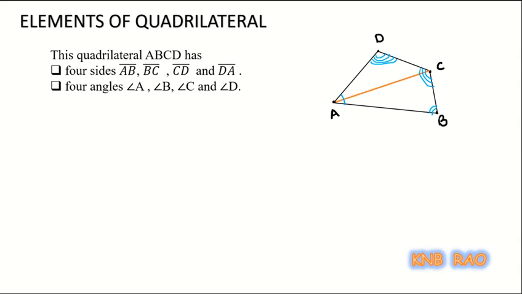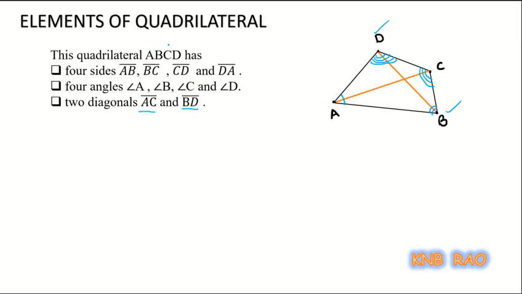Can I draw one more diagonal here? Yes. Another pair of non-adjacent vertices, B and D, if I join, then I'll get another diagonal. So in a quadrilateral, I have 2 diagonals. Which are those 2 diagonals? AC and BD.